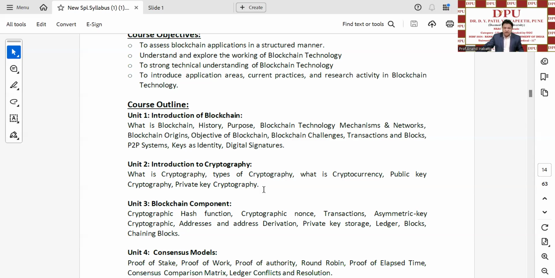That is, what is cryptography? What are the types of cryptography? That is public cryptography, private cryptography, and what are the elements of cryptography that we are going to understand in this second unit of this course.